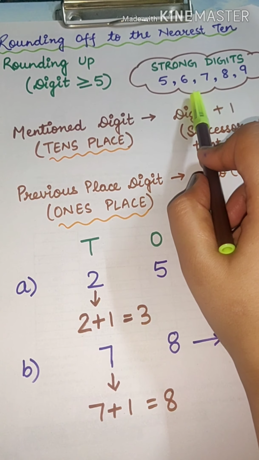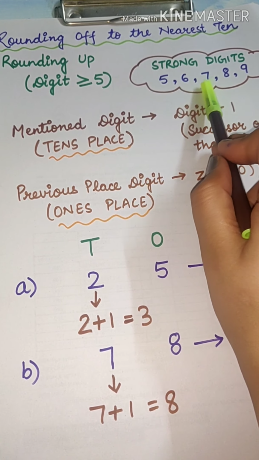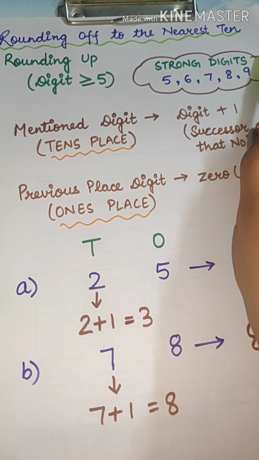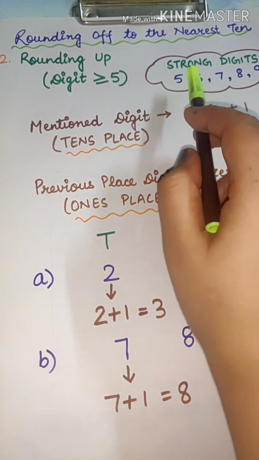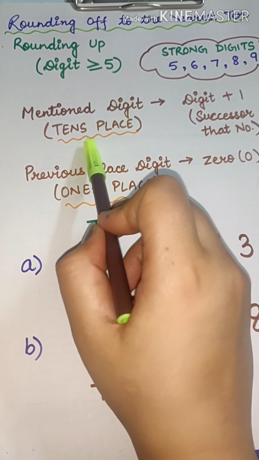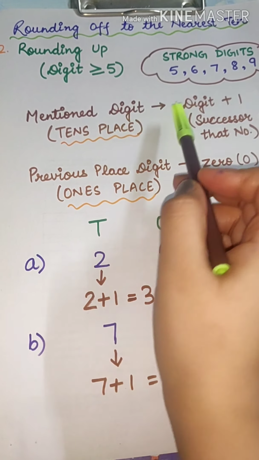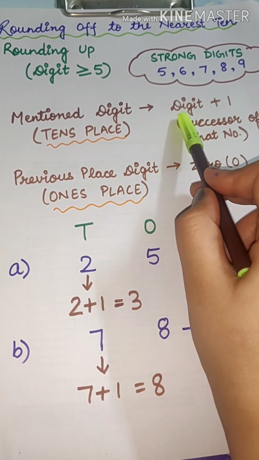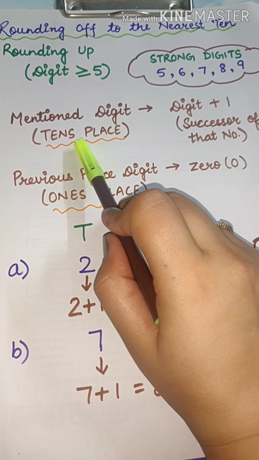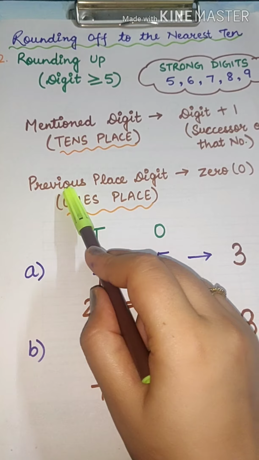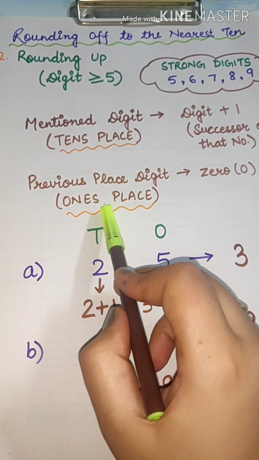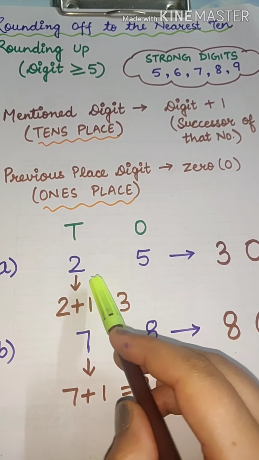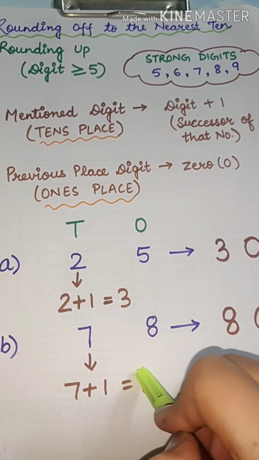Again I have a trick for you. 5, 6, 7, 8, 9. Now these digits will be considered as strong digits. The digit which is at tens place, now what does it mean? Digit plus 1. We will just add 1 to tens place and the previous place digit, that is at ones place, will become 0. Now again I have written two examples for you.